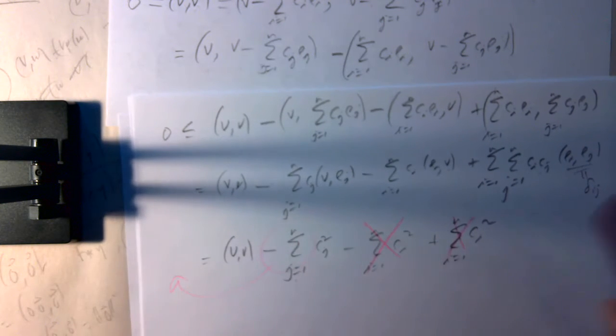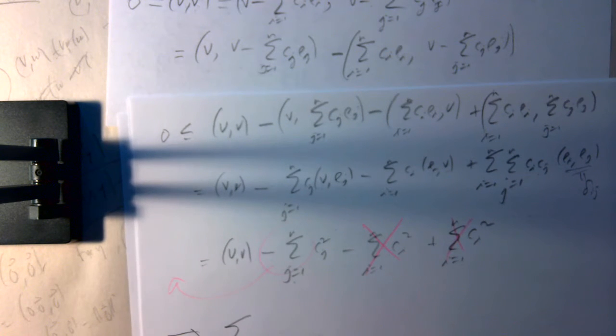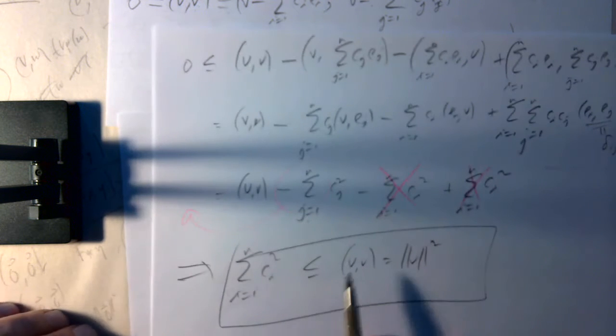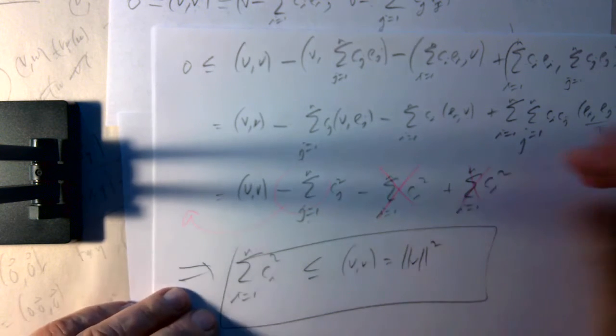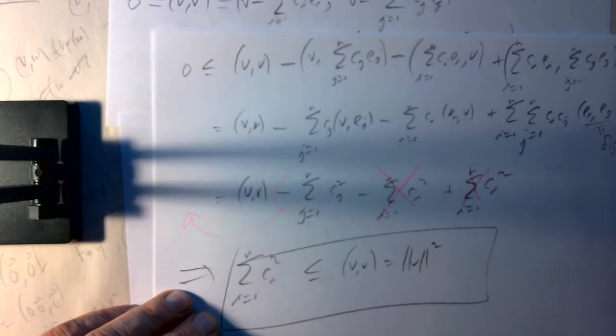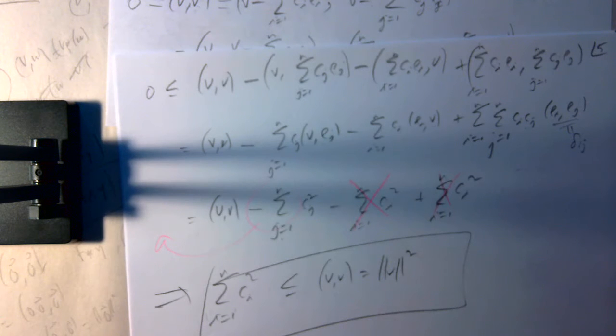Bring this over to the other side. Whether I use the letter I or J doesn't matter. I get summation I goes from 1 up to N, C sub I squared, is less than or equal to the inner product of V with itself, which is the length of V squared. And that is the proof of Bessel's inequality. In some of the exercises, we'll see some applications of this, but this is Bessel's inequality.